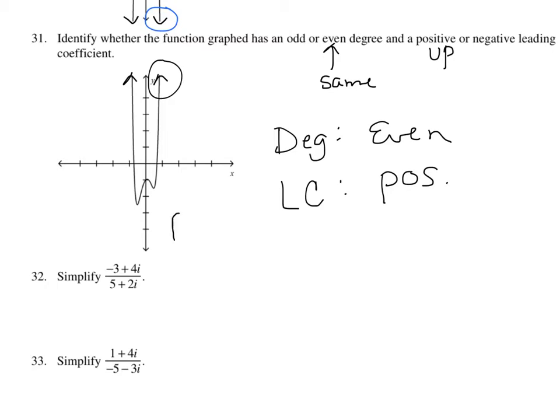Remember, for odd graphs, if the arrows point opposite, this would be odd, that it's always where the ending arrow is. This ending arrow is up, so the leading coefficient would be positive. If you have a graph that looks like that, the degree would be odd, but the leading coefficient would be negative because it ends pointing down.